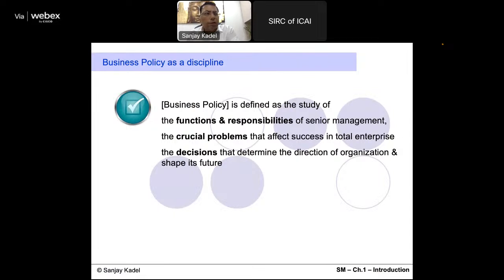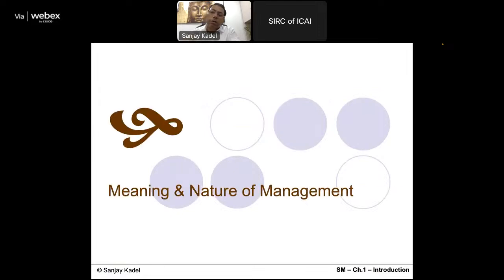It is not that everyday problems or every trivial activity will be taken care of by the senior management. No, crucial problems, those which will affect the success in the total enterprise. What is the meaning of total enterprise here? It means the entire enterprise, entire organization, entire company, not a particular department or a particular set of activities. When we study these things, we call it business policy. So strategic management comes under the business policy discipline.